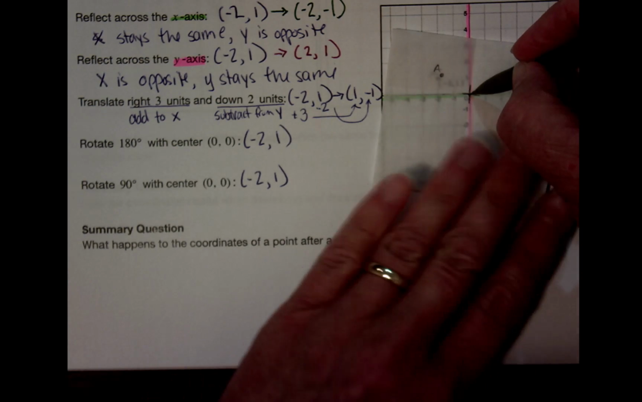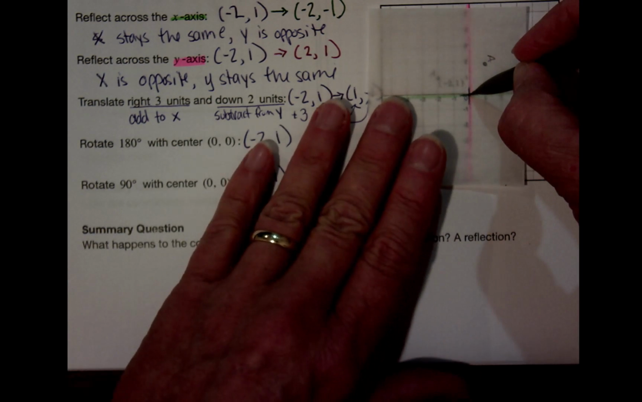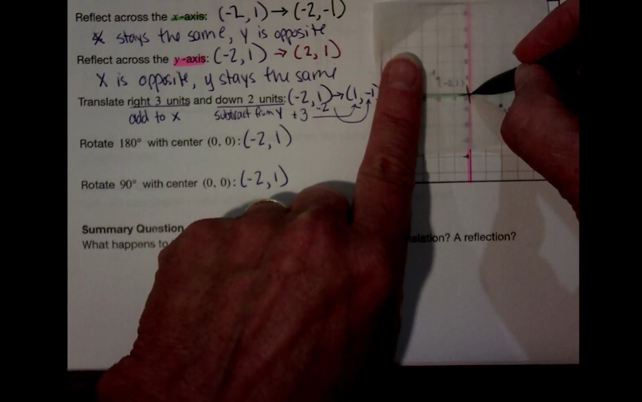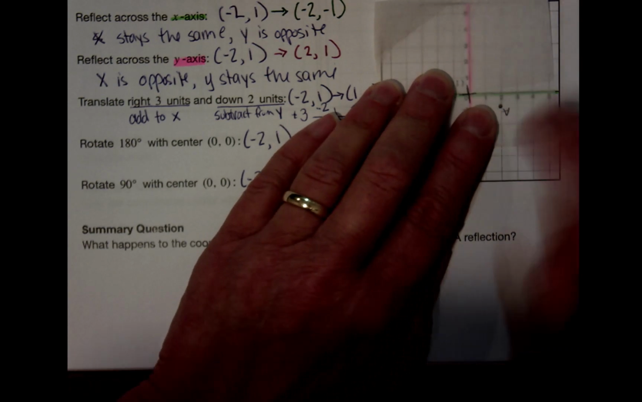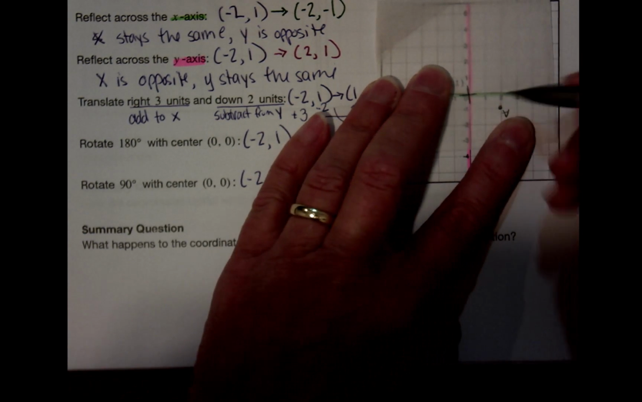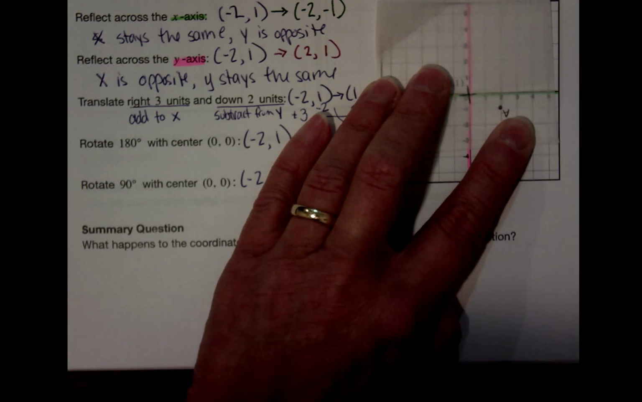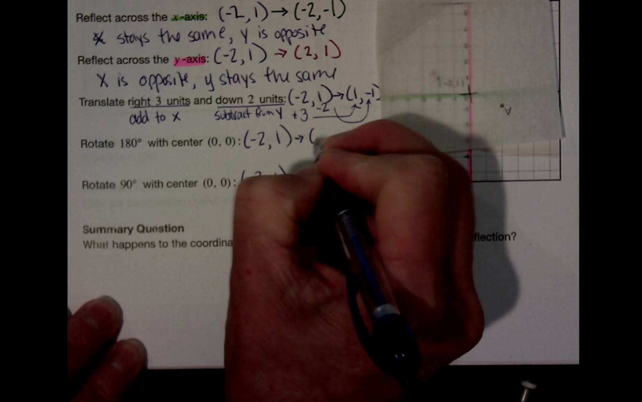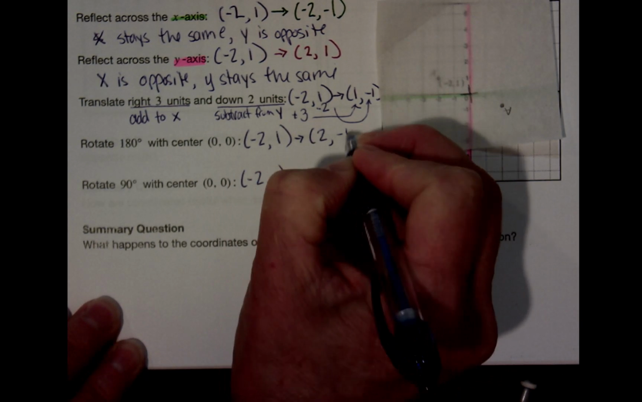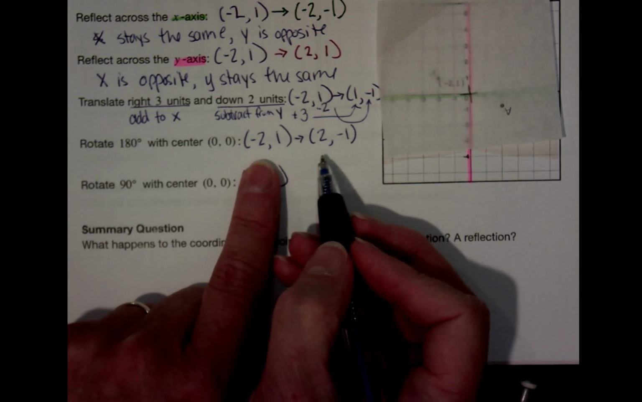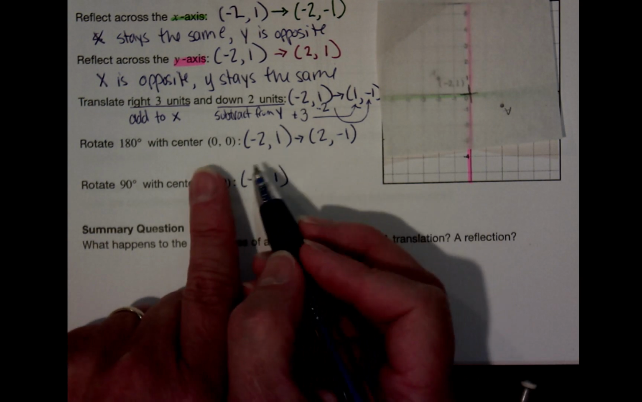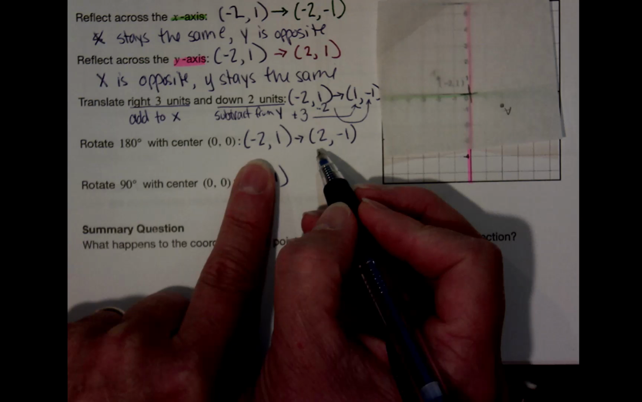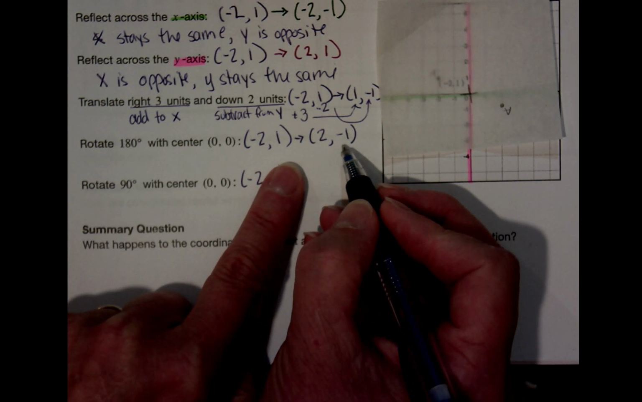So here we go. Here's 90 degrees. And watch that cross. I'm going to do it again. There's 180 degrees. Okay. And it looks like my point landed at 2, -1. Right there. Let's look at what happened to these two numbers. If I move 180 degrees, the x value changes to its opposite and the y value changes to its opposite.